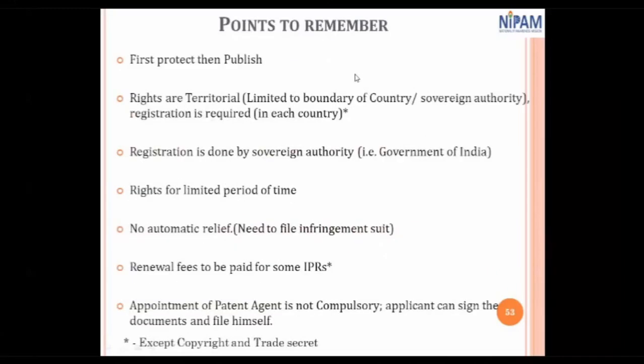There are certain points which I want you to remember: first protect, then publish. First, you need to file an application for the protection of your intellectual property. Then you need to publish your invention or your work in the public domain or in scientific journals. The rights are territorial in nature. Registration in India is done by the Government of India. The rights are for a limited period of time. Renewal fees have to be paid for some IPRs, except for copyrights, trademarks and trade secrets.